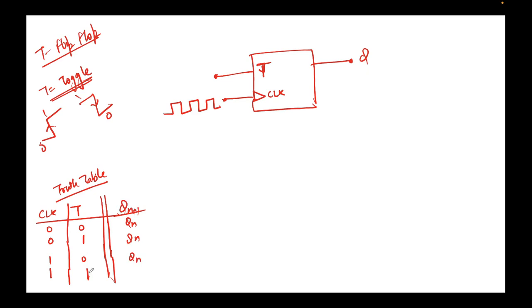However, if the toggle is high, if T is 1 and clock is also 1, then it will toggle, and we denote the toggle by Qn bar. So the next output will be the inversion of whatever the previous output was. Again, I'll try to explain this using a waveform for better understanding.